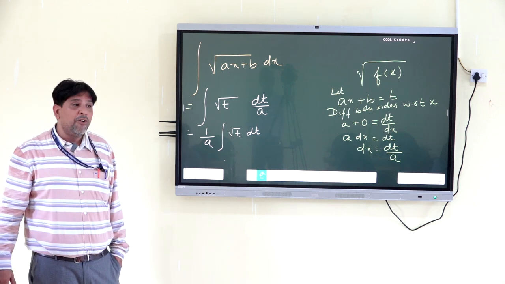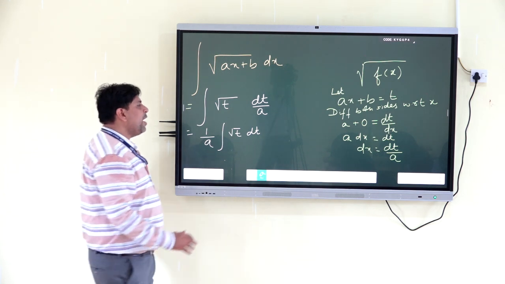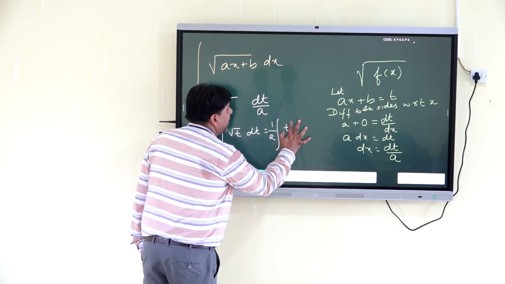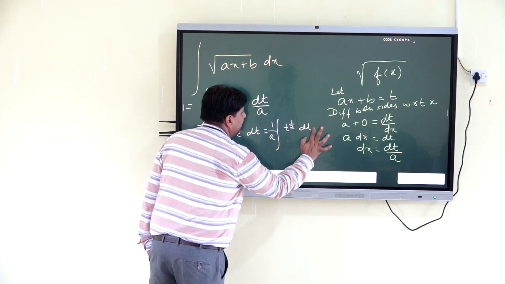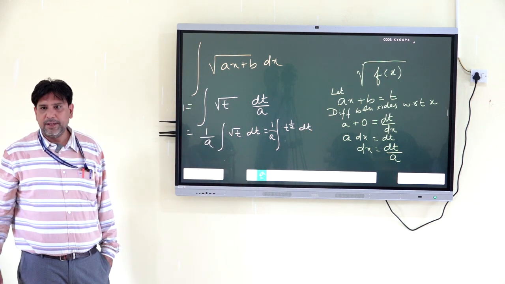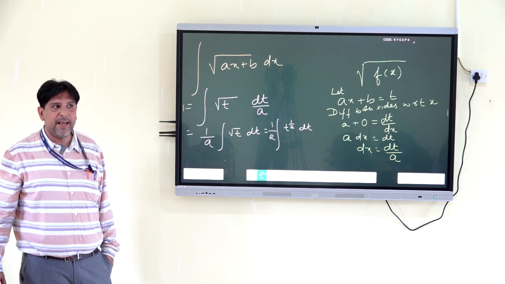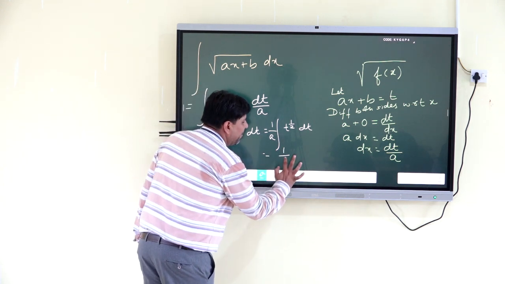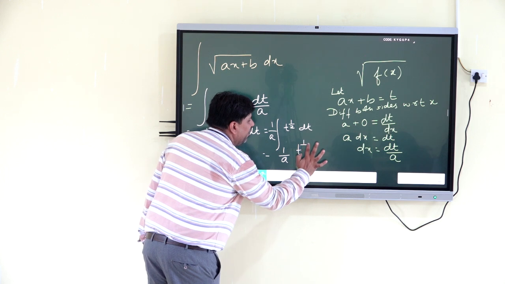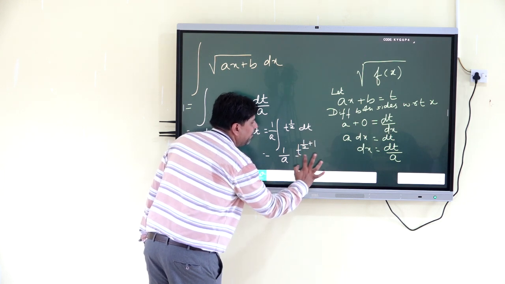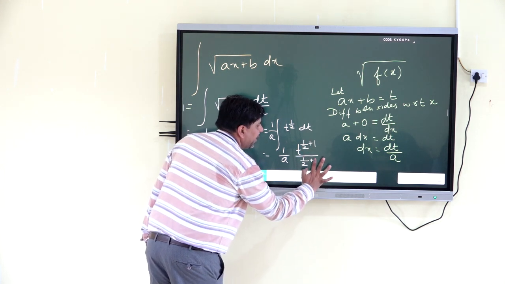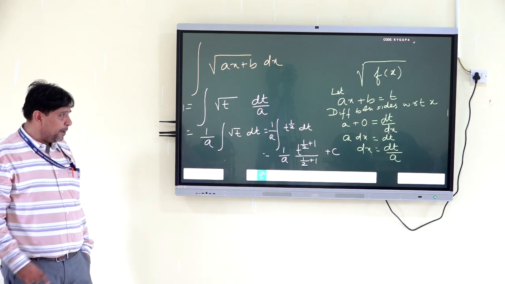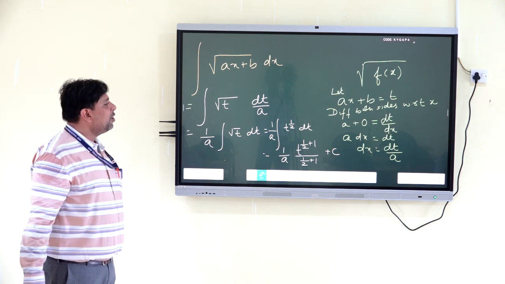Square root of t means t to the power half. So we have integral of 1 by a, t to the power half dt. Now we already have a formula: integration of x to the power n dx is x to the power n plus 1 by n plus 1, plus c. So what will we get? 1 by a, t to the power 1 by 2 plus 1, divided by 1 by 2 plus 1, plus c. So what is my final answer?